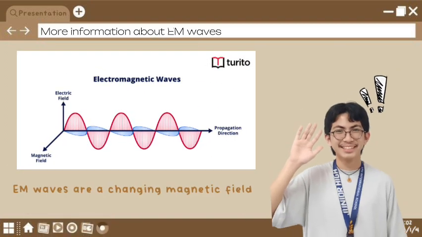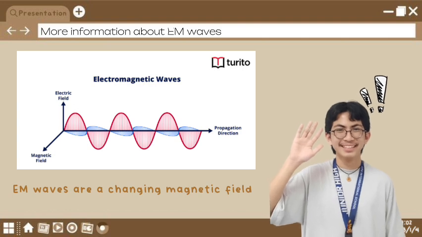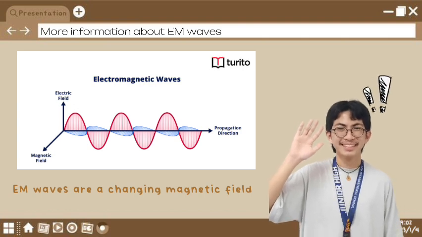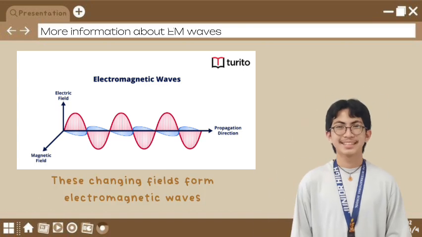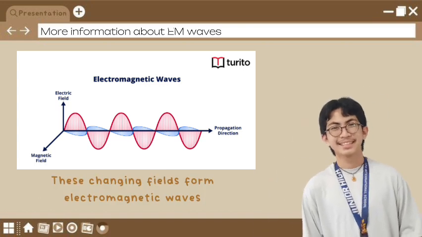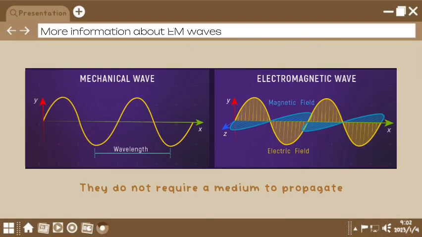Electromagnetic waves are a changing magnetic field that will induce a changing electric field and vice versa; the two are linked. These changing fields form electromagnetic waves. Electromagnetic waves differ from mechanical waves in that they do not require a medium to propagate.